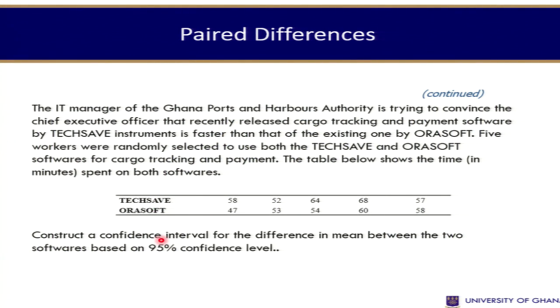To determine this, you first have to calculate the differences. So we take the time for TechSafe minus the time for Orasoft. In calculating, we are going to have 58 minus 47, 52 minus 53, 64 minus 54, 68 minus 60, and then 57 minus 58. So 58 minus 47 gives us 5, 52 minus 53 gives us negative 1, 64 minus 54 gives us 10, 68 minus 60 gives us 8, and 57 minus 58 gives us negative 1.